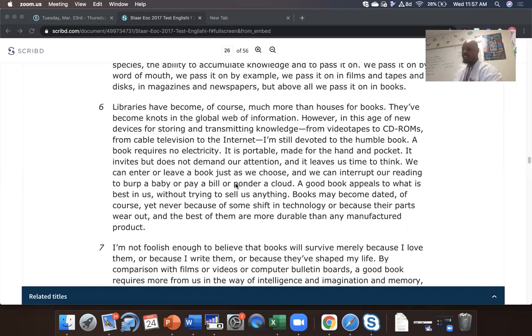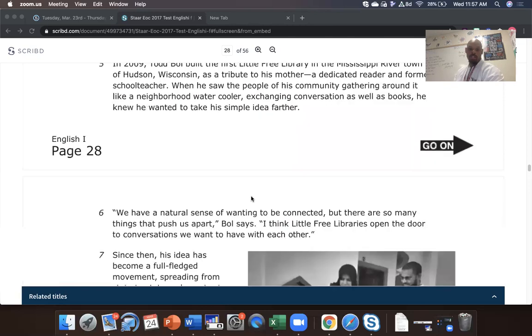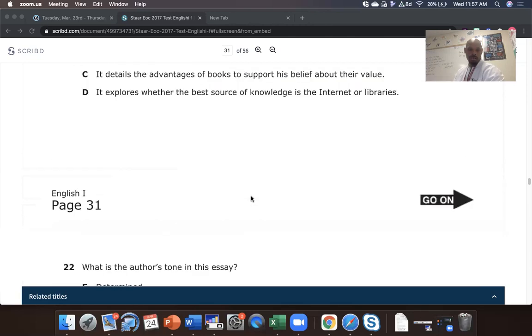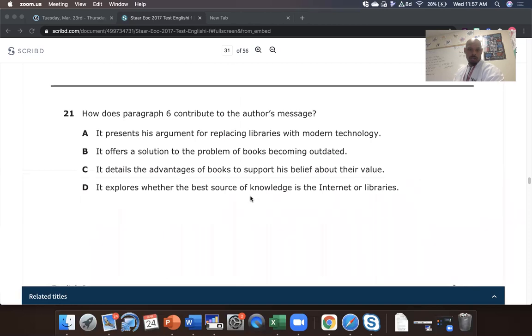Very beautiful prose there. I like that. So, looking at question 21, how does paragraph 6 contribute to the author's message? What can we automatically eliminate?